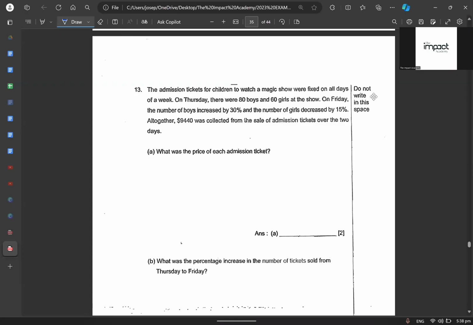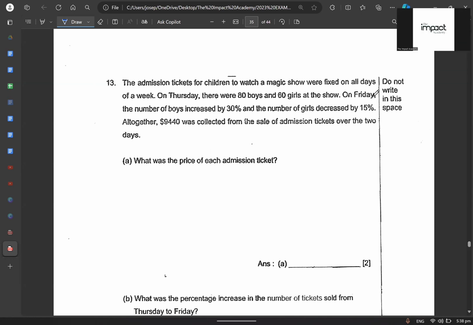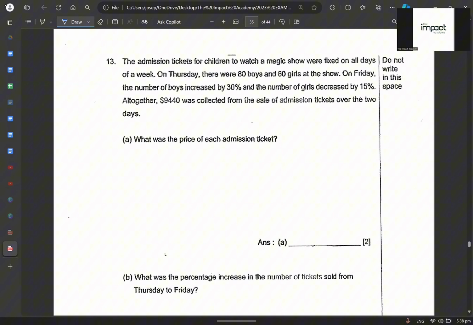Okay. The admission tickets for children to watch a magic show were fixed on all days of a week. Okay. What happens is that on Thursday, how many boys and how many girls? 80 boys and 60 girls. Agree so far? And then after that, what happens?